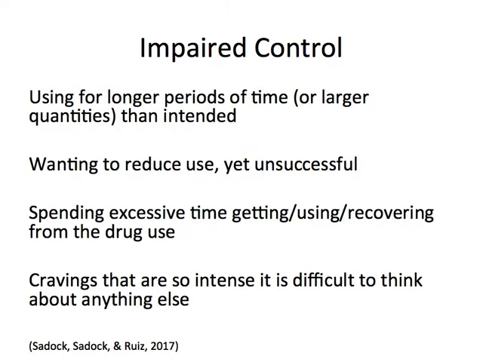Impaired control includes some of the following behaviors: using a drug for longer periods of time or larger quantities than intended. The individual may want to reduce the use of the substance, however their attempts are unsuccessful. Spending excessive time getting, using, or recovering from the drug use. And experiencing cravings that are so intense that it's difficult to think about anything else.